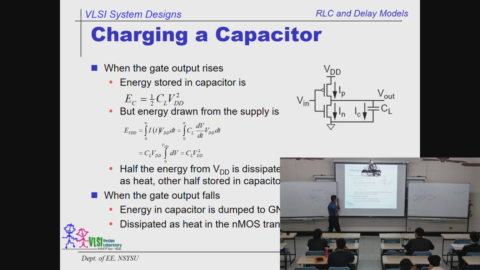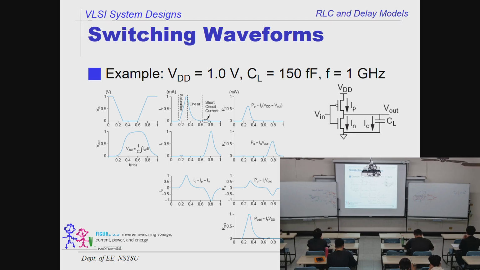That is hard. So half the energy from the VDD is dissipated in the PMOS transistor as heat. The other half is stored in the capacitor. When the output drops, the energy in the capacitor is dumped to the GND, and the heat is generated in the MOS transistor. Okay, so this is the digital circuit's energy behavior.